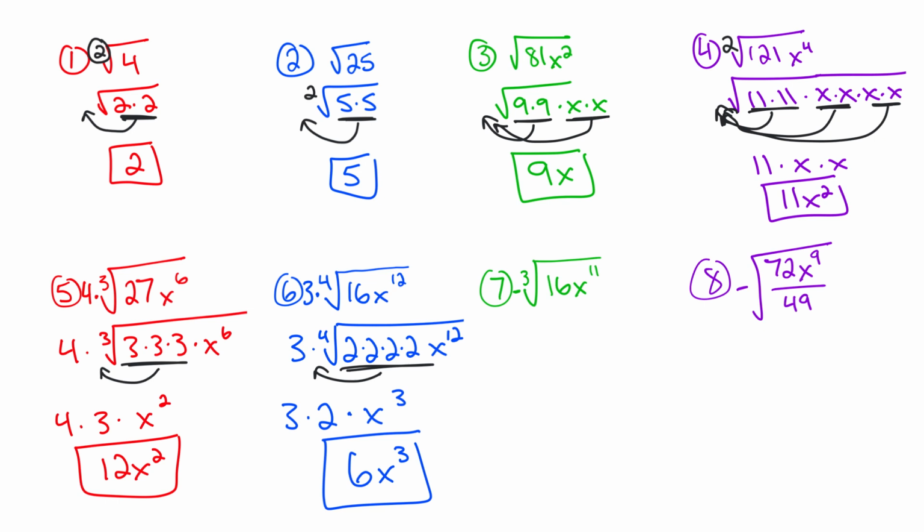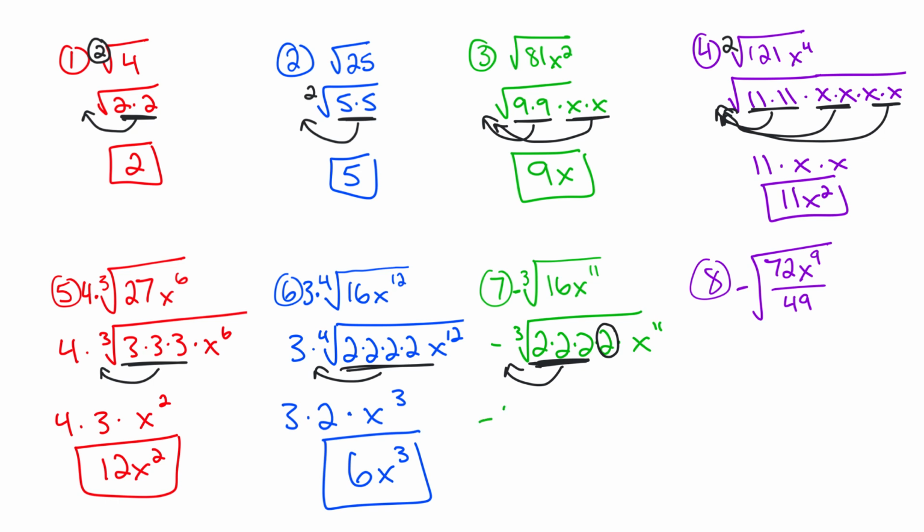Problem 7 is the first one that's going to have a little bit of a hiccup that you're going to see in most of your problems. I'm taking the negative cube root of 16x to the 11th. This would turn into negative cube root of 2 times 2 times 2 times 2 times x to the 11th. There are two things that make this problem difficult. First, I'm looking for groups of 3. I have 4 2's, meaning those 3 2's can get pulled out, but that individual 2 has got to remain underneath the cube root. That's the first issue.